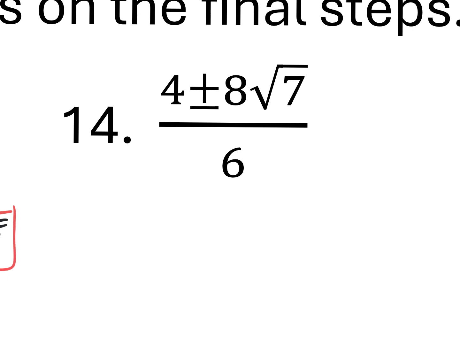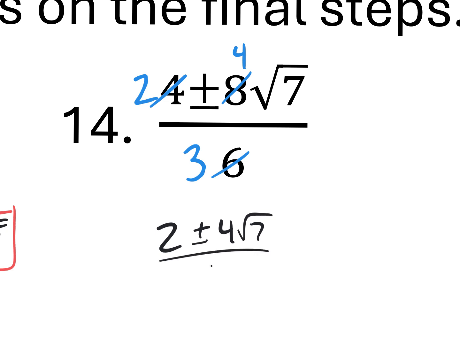So right here, we're all dividing by 2. 4 divided by 2 is 2. 8 divided by 2 is 4. 6 divided by 2 is 3. And there's our final answer. 2 plus or minus 4 square root of 7 over 3.